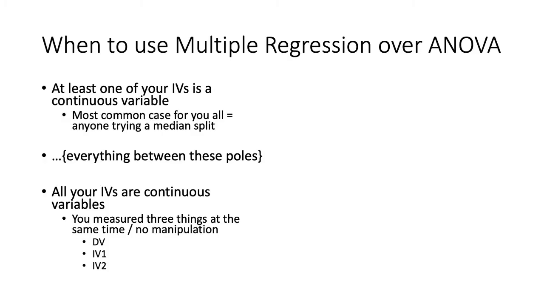When should you use multiple regression? When at least one of your independent variables is continuous. You can use it. You need to use it if you have one, if you have two, if you have all of them, if they're continuous, that's when you use multiple regression. So when you have one continuous and one categorical predictor, you still use multiple regression. When you have all continuous predictors, you still use multiple regression.